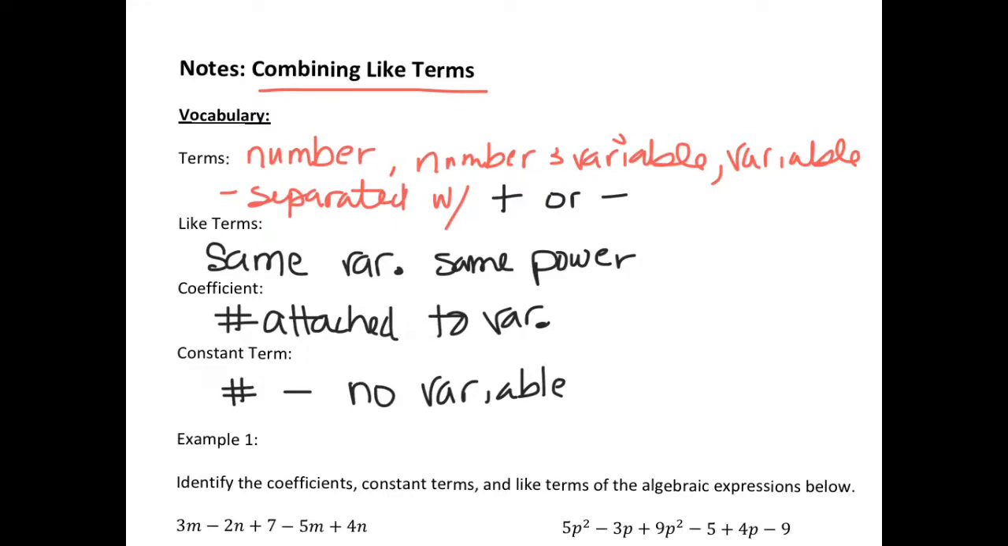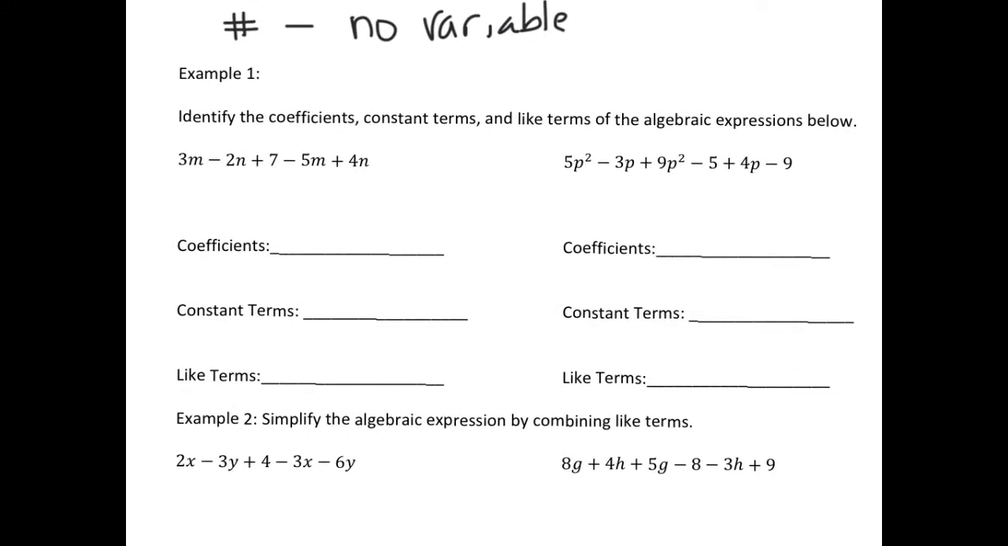So let's look at some examples. Our first example, we are just going to identify the coefficients, constants, and like terms. So coefficients, remember the definition of that is the number attached to a variable. So I have a coefficient of 3. I have a coefficient of -2. I have a coefficient of -5 and a coefficient of 4.